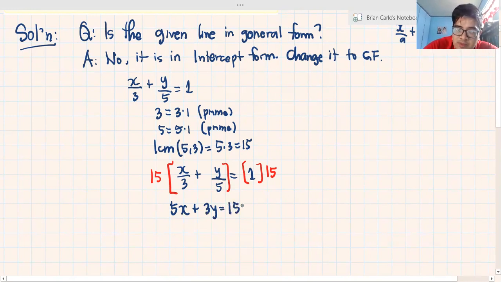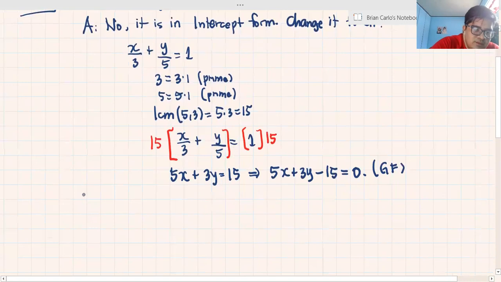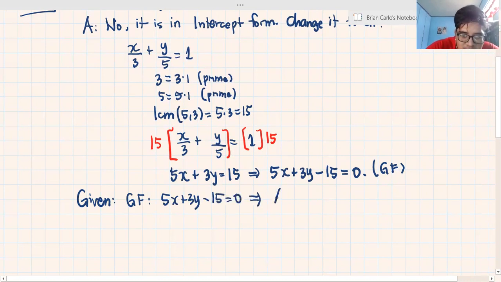This is in standard form. Gawin natin, this implies, ilipat natin sa kabila, magiging 5x plus 3y. Subtract 15 from both sides, magiging minus 15 is equal to 0. And finally, naka-general form na. Ngayon, identify natin yung given. Sino given natin? Yung naka-general form na 5x plus 3y minus 15 is equal to 0. This implies that A is equal to 5, B is equal to 3, and C is equal to negative 15.